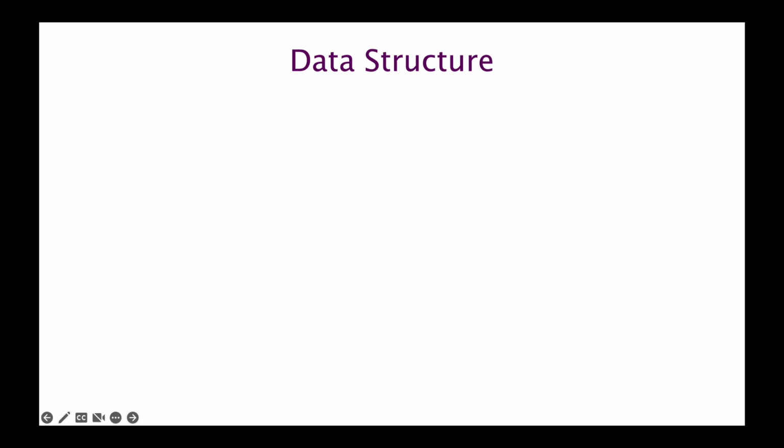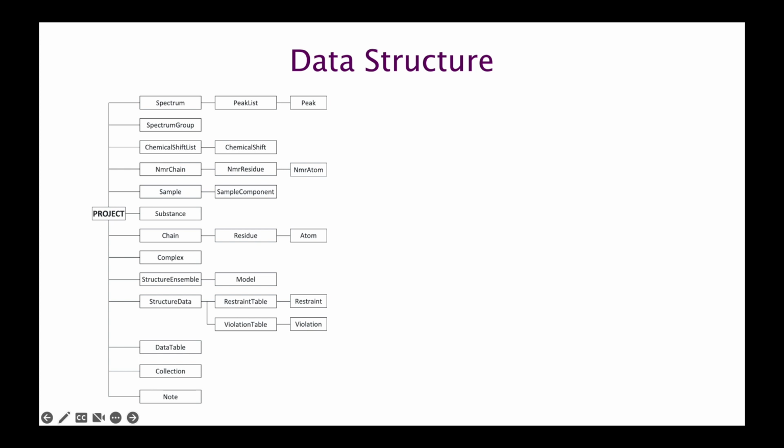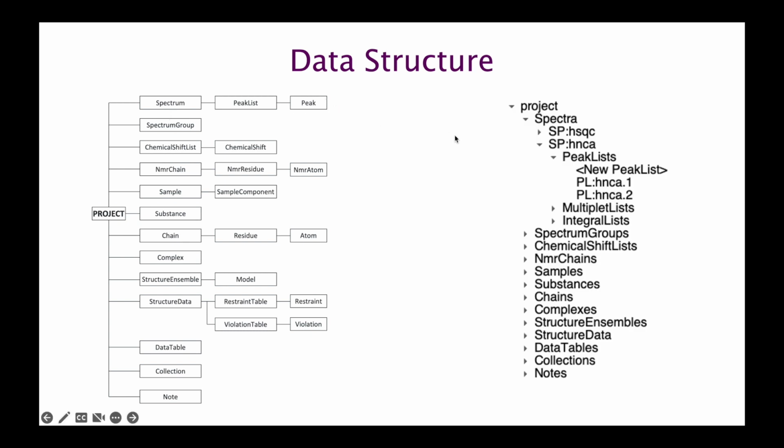So let's start by having a look at the way in which we structure our data. So here's a diagram which shows that within a project we've got all these different types of data that might sit within their spectrum groups, chemical shift lists, chains, etc. You can see that there are some things which are nested, so obviously a peak always has to belong to a peak list, and a peak list has to be associated with a spectrum. Now fortunately you don't need to memorize this diagram here because it's actually reflected in the sidebar of the program. So you can see here we've got spectra, spectrum groups, chemical shift lists, etc.